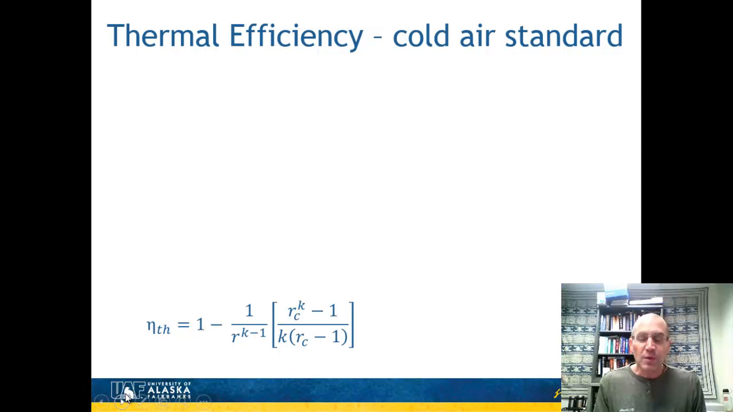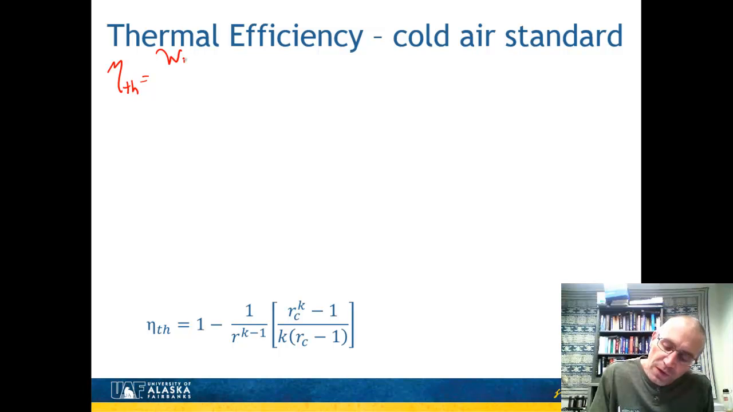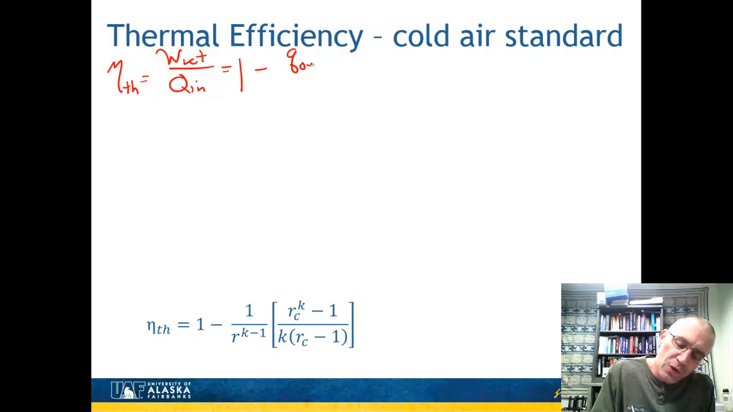All right. So I want to talk about the thermal efficiency using the cold air standard. We're going to end up deriving this equation I show at the bottom. First, let's just remind you what the thermal efficiency is. Thermal efficiency is the net work over the heat that I put in. I can rearrange that to 1 minus Q out over Q in, where now I've got the Q's on a per mass basis.